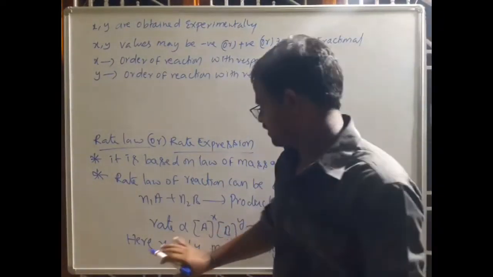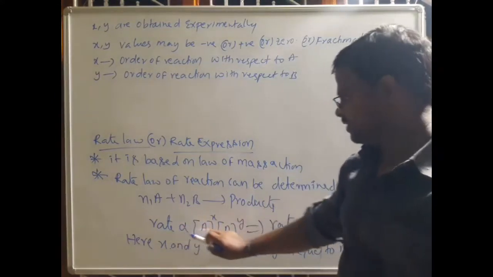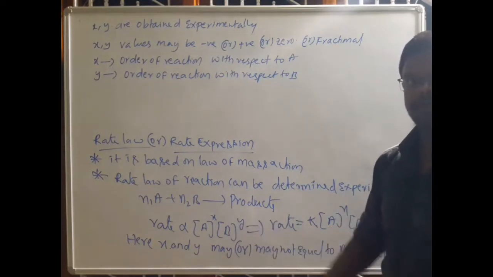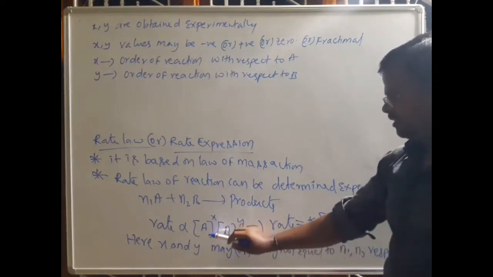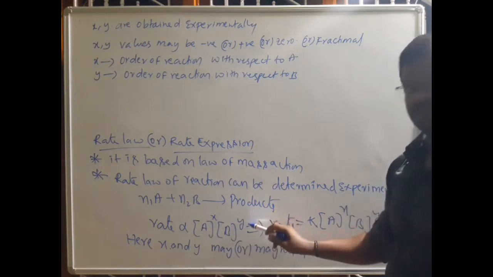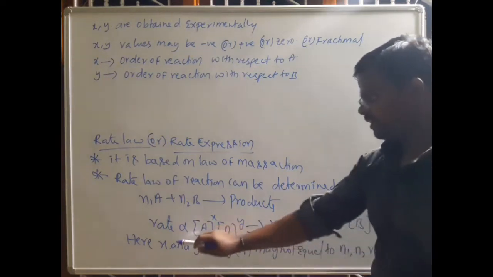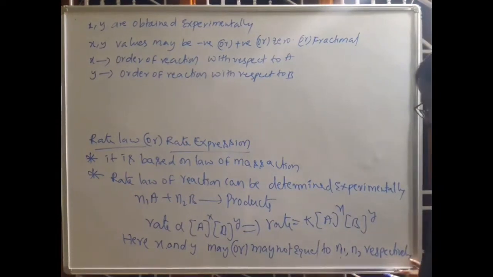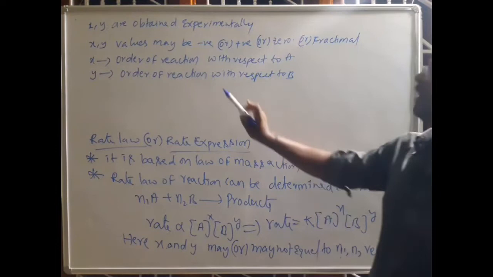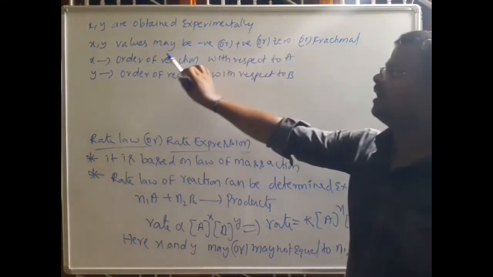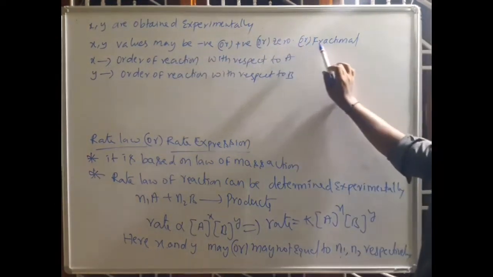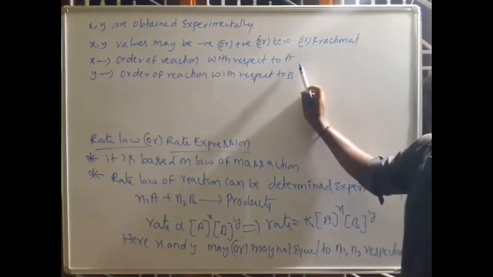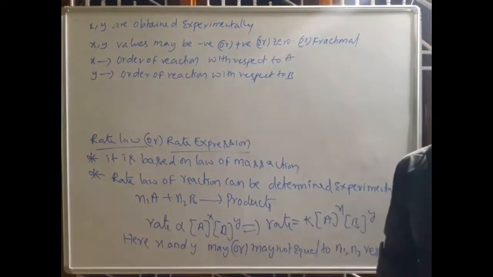Now see once again, simply it is the rate which is directly proportional to the product of molar concentrations of A and B, where A is raised to some power x, and B is raised to some power y, where x and y may or may not equal the respective stoichiometric coefficients n1 and n2. Okay, x and y are obtained experimentally, and x, y values may be positive or may be negative or may be 0 or may be fractional, where x is the order of the reaction with respect to A and y is the order of the reaction with respect to B.